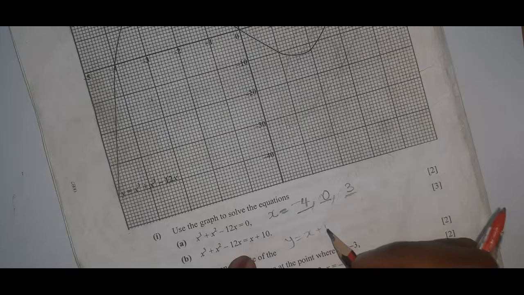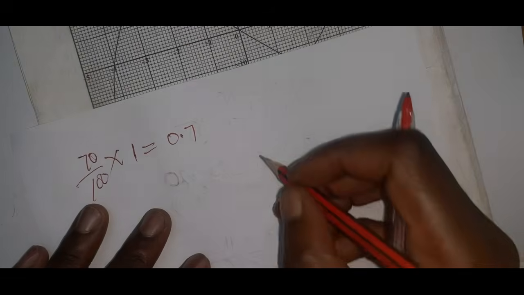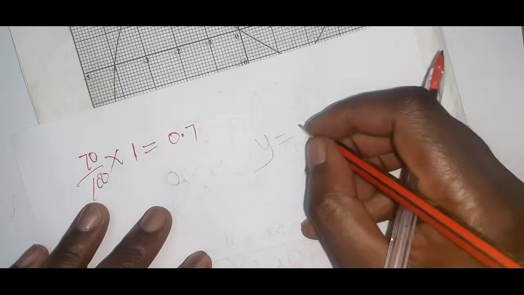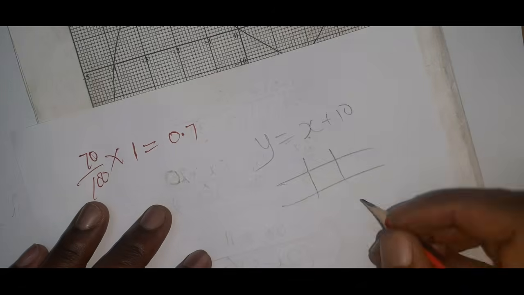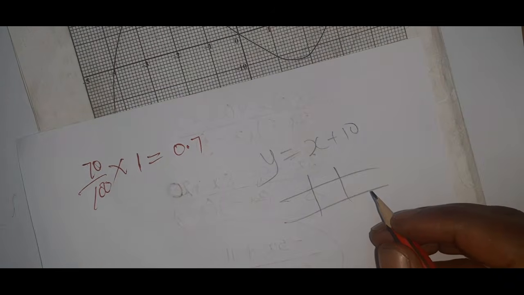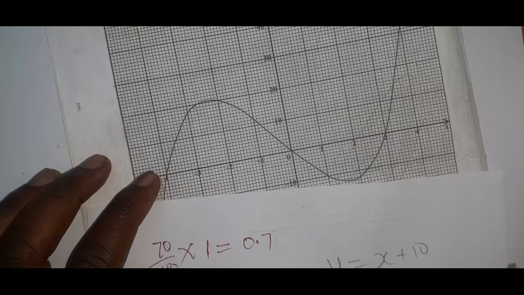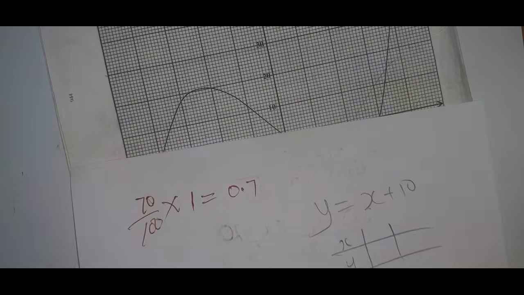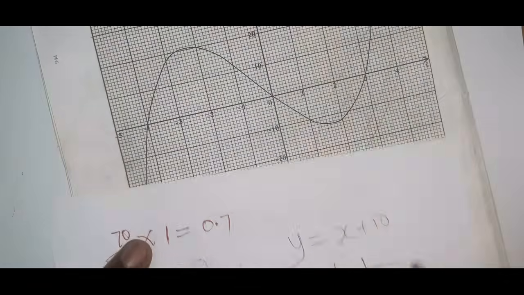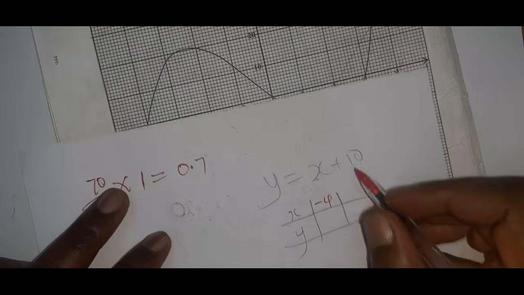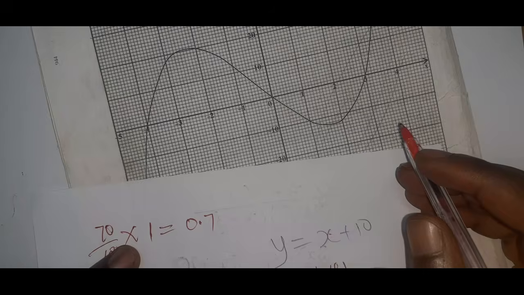y equals x plus 10. So we need to find this equation here. Y equals x plus 10. So we need to use these coordinates here. For instance, I can pick the first one and the last one. When x equals -4, when you put -4 here, what do you get? This will be 6. Okay?